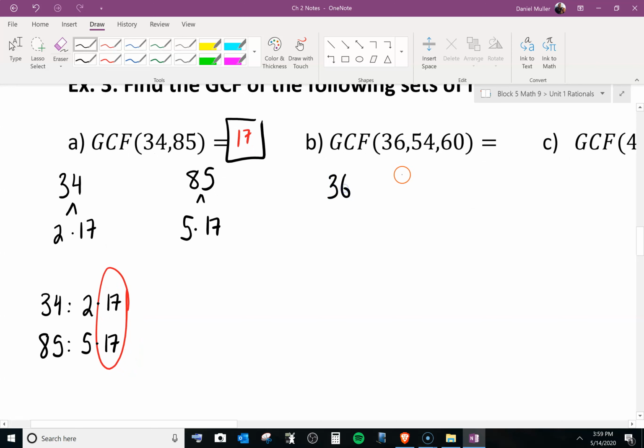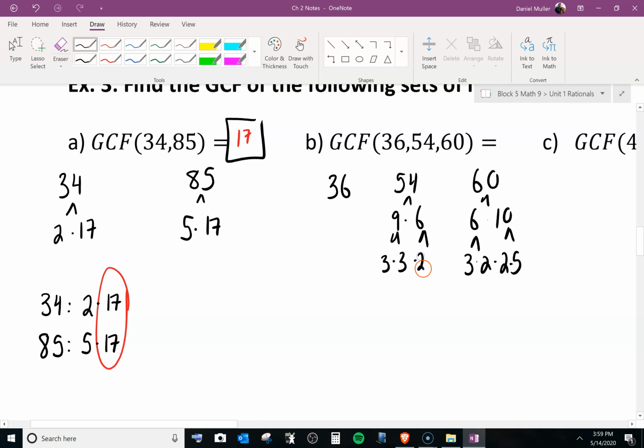So there's 36, 54, 60. I like 60 because that's just going to be 6 and 10. And then that'll be 3 and 2. That should be 2 and 5. So, well, I'll finish up here. 54 is 9 times 6. 9 is 3 and 3. And 6 is 2 and 3. 36 is 6 times 6. And then both of those are going to be a 2 and a 3.